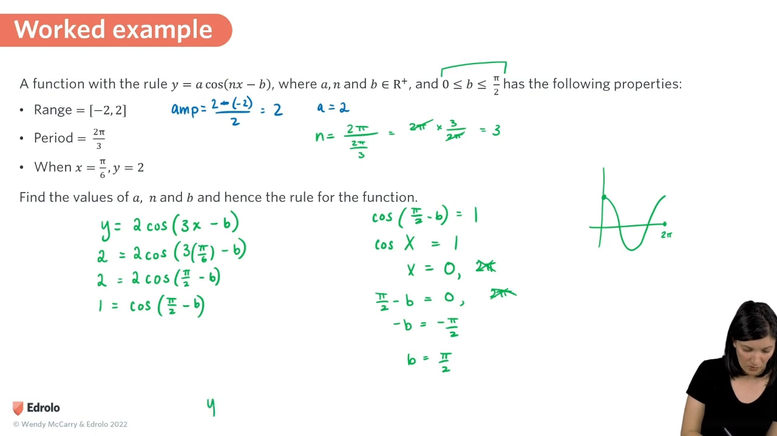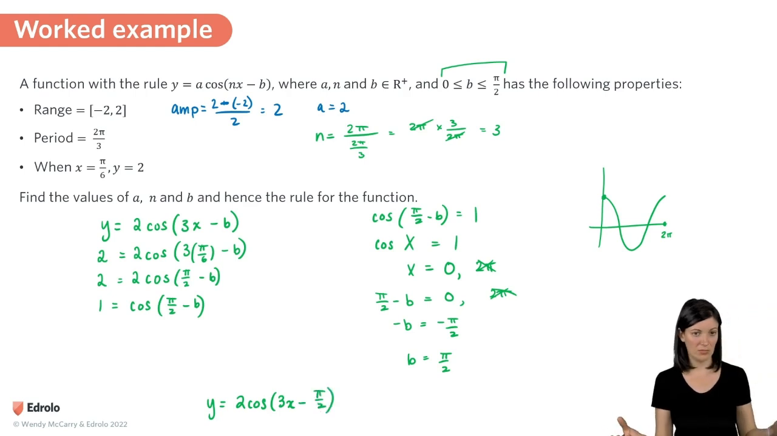So we have y equals 2 cos of 3x minus pi on 2, and we're done.